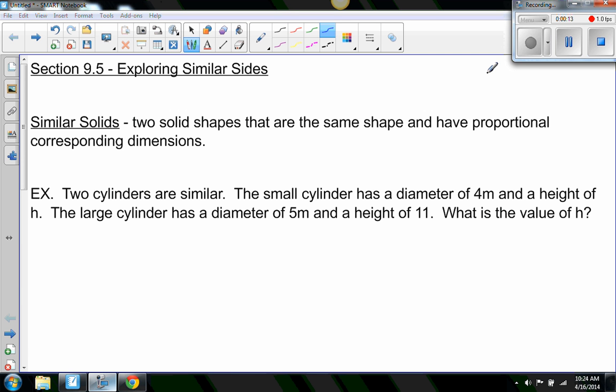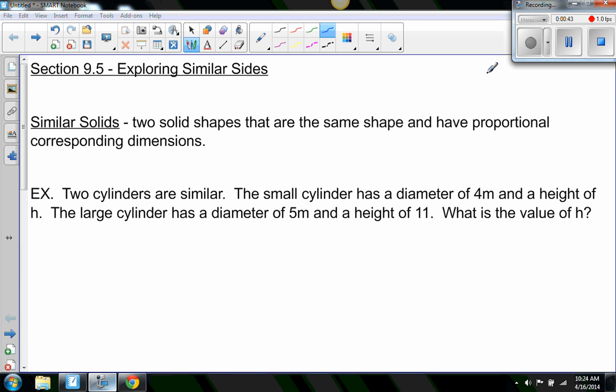So similar solids, that's just two solid shapes that are the same shape and have proportional corresponding dimensions. So it's just like when we talked about similar shapes before. Remember when you had similar triangles, they were the same type of triangle, the same shape of triangle. One was just bigger than the other. But remember that the sides have to be proportional. So if one is 3 times as big, every side has to be 3 times as big.